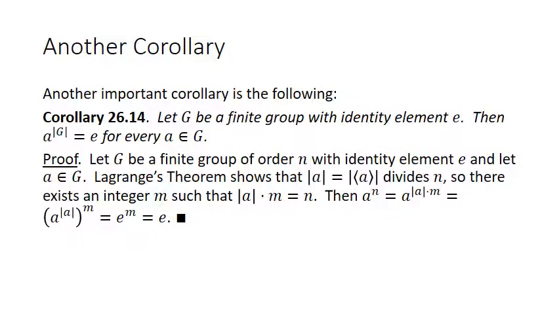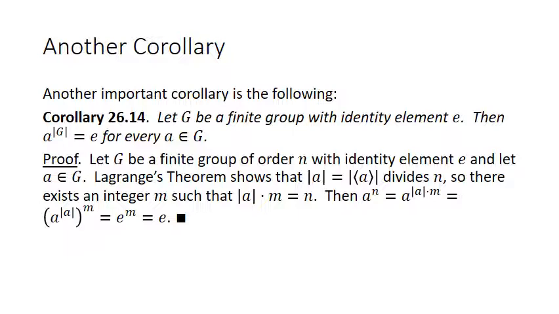Okay, so let's look at another corollary that is quite useful. Corollary 26.14: let G be a finite group with identity element e, then a raised to the order of the group is equal to e for every a in G. So you take any element in the group and you raise it to the order of the group, then you will get the identity.